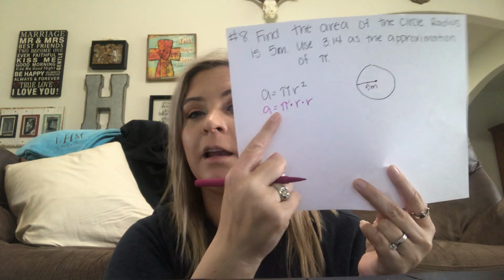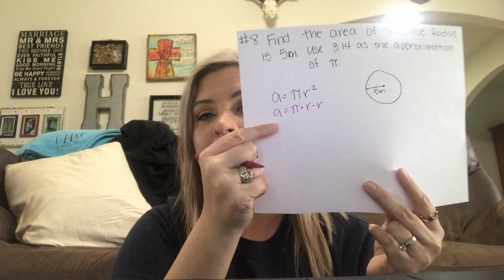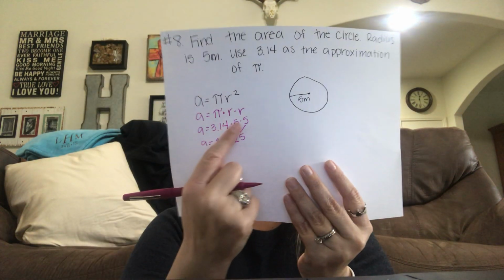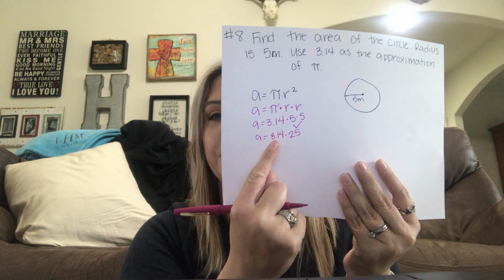Now from here, we're going to plug in the numbers that we know. We don't know the A, so it's going to stay A. We know pi is 3.14, times radius, which is 5, times radius, which is 5. Since this was an exponent, we're going to start by multiplying those last two numbers. So 5 times 5 is 25. That 25 is going to replace 5 times 5 because it's the same thing. Now we're going to multiply that by 3.14.